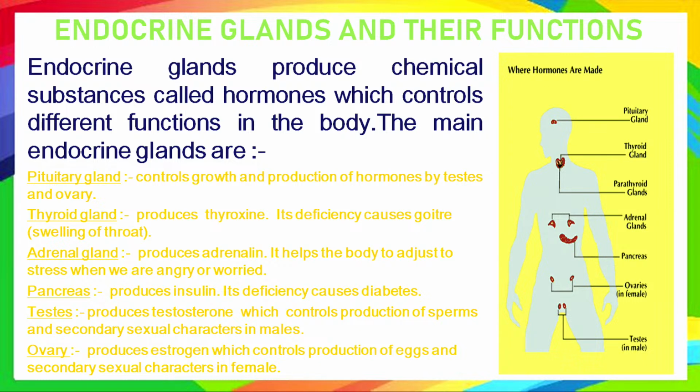Next is testes, which is present in male members only. It produces testosterone, which controls production of sperms and secondary sexual characters in males. Last one is ovary, which is present in females only. It produces estrogen, which controls production of eggs and secondary sexual characters in females.